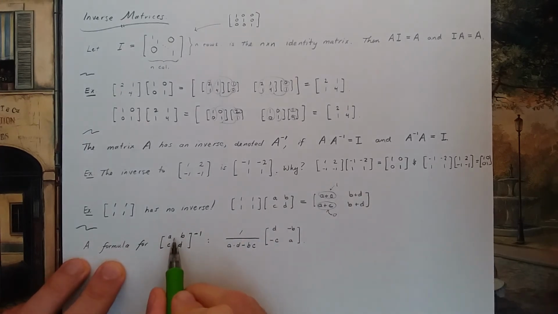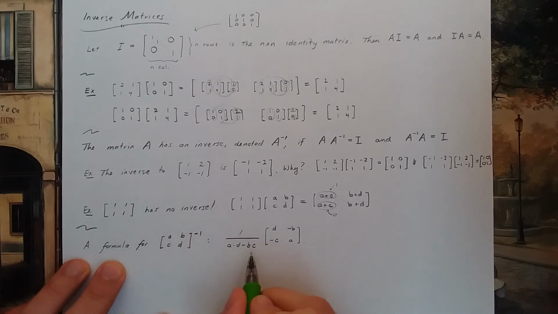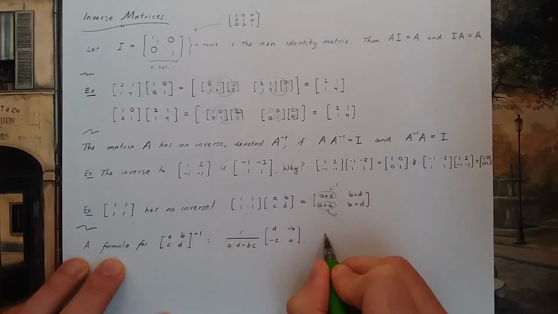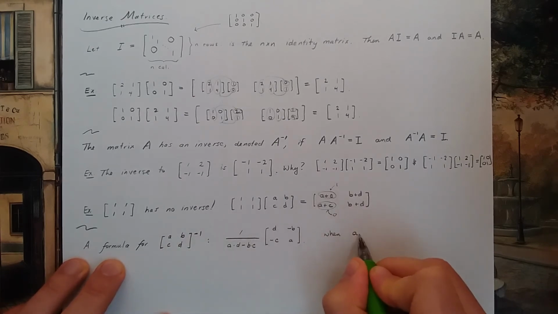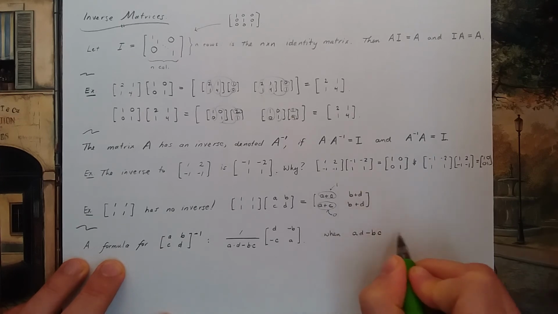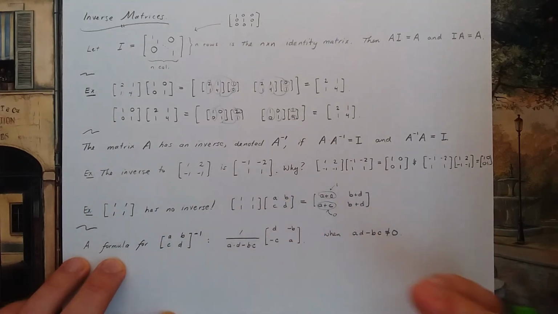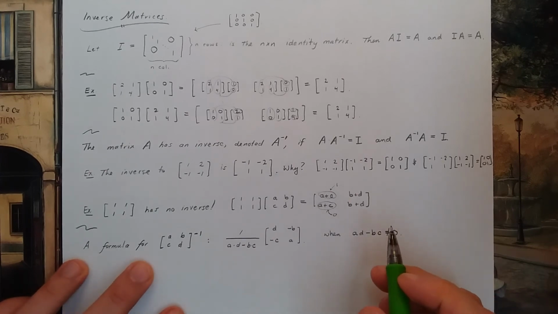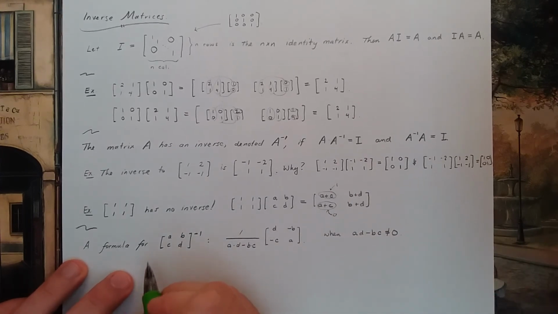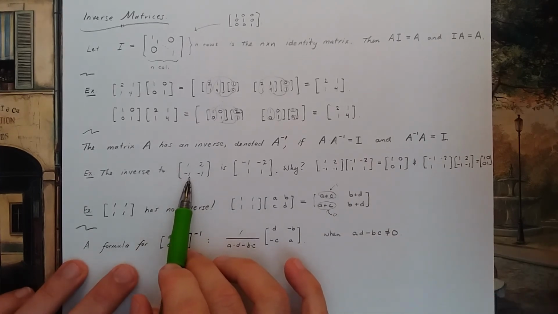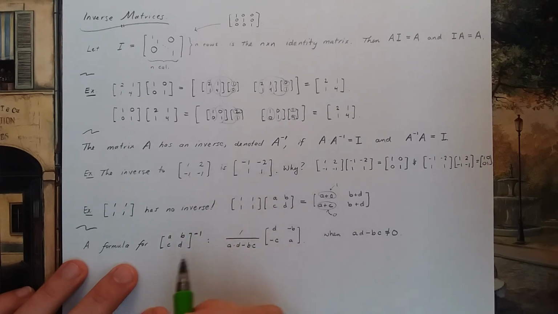So this is the formula for the inverse of a 2 by 2 matrix, and it only works when AD minus BC is not equal to 0. I'm dividing by AD minus BC, so if that were 0, this wouldn't make sense. Let's check that the inverse to this matrix is indeed what I found over here.